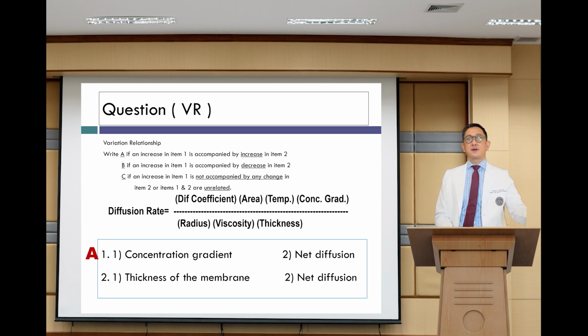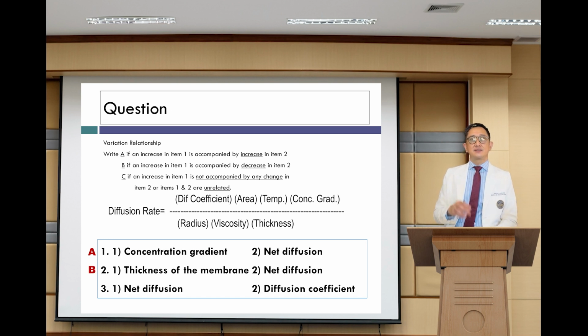What will happen to number 2? Thickness of the membrane and net diffusion. The answer is letter B, because if we increase the thickness, the diffusion will decrease. Okay? And lastly, net diffusion and diffusion coefficient, what will happen?